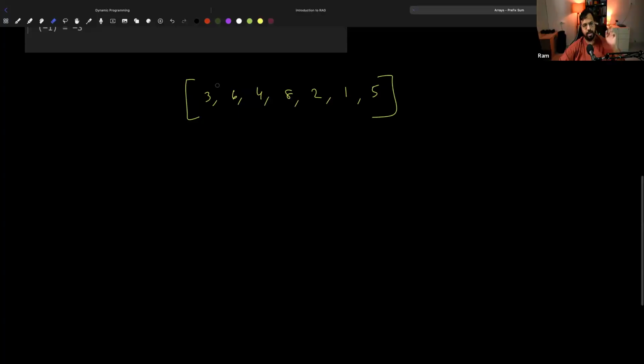Okay. So here we are going to use an approach where we are going to pre-calculate a few things. We are going to do one iteration on the array. We are going to pre-calculate a few things and keep it so that when the query happens, we should be able to return the result in constant time. That's the idea. Now, how are we going to do that?